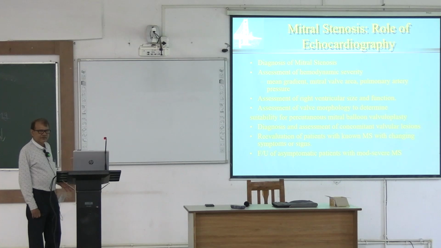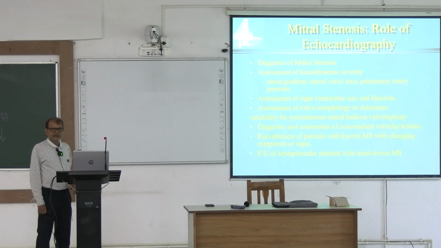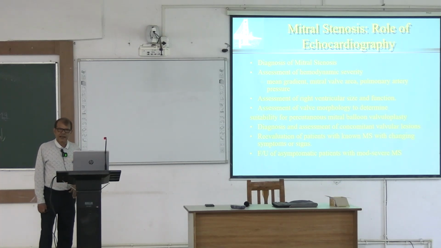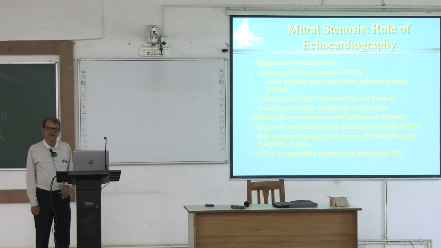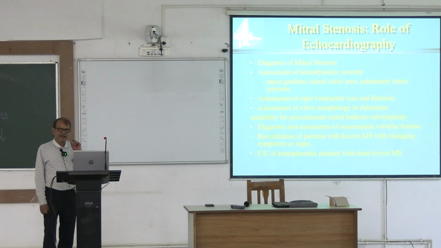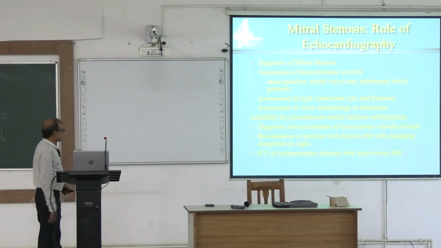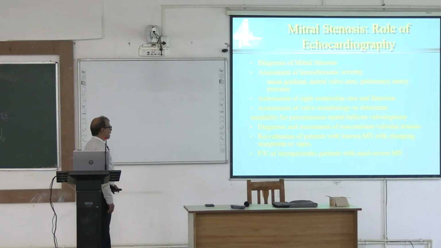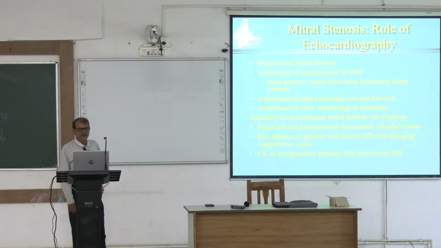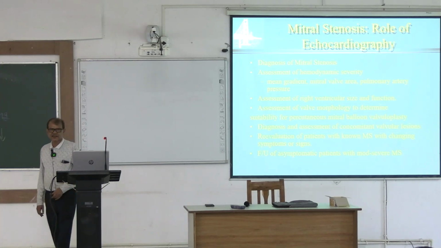Normal is less than 5, mild is 5 to 10, and moderate to severe is more than 10 millimeter of mercury. This is the transmitral valvular gradient. Then assessment of the right ventricular size and function, and assessment of the valve morphology, valve mobility, and suitability for the therapeutic strategy.